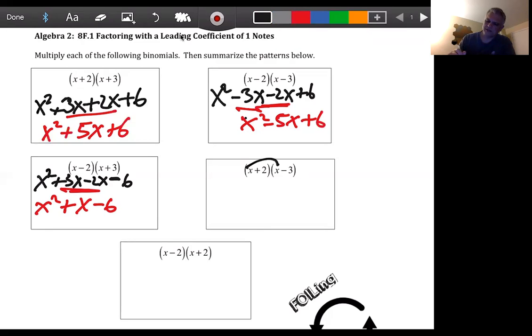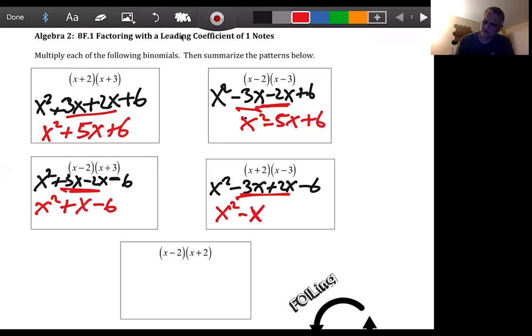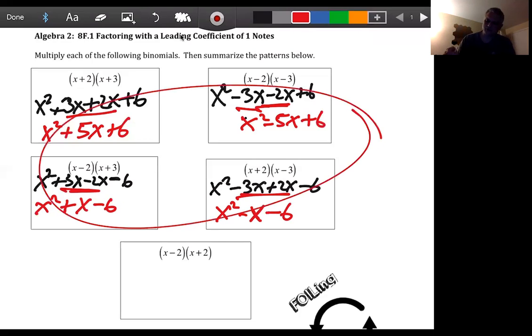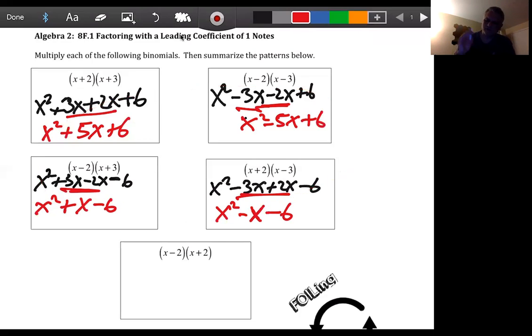Let's finish it out. X times x is x squared minus 3x plus 2x, okay? Minus 3x plus 2x. Plus 2 times minus 3 is minus 6. Combine your like terms. So minus 3 plus 2 is minus 1. So minus 1x, I'm just going to write minus x, minus 6. Okay. Notice these are all different answers. Okay. Some of them are similar. They're all different answers so far.